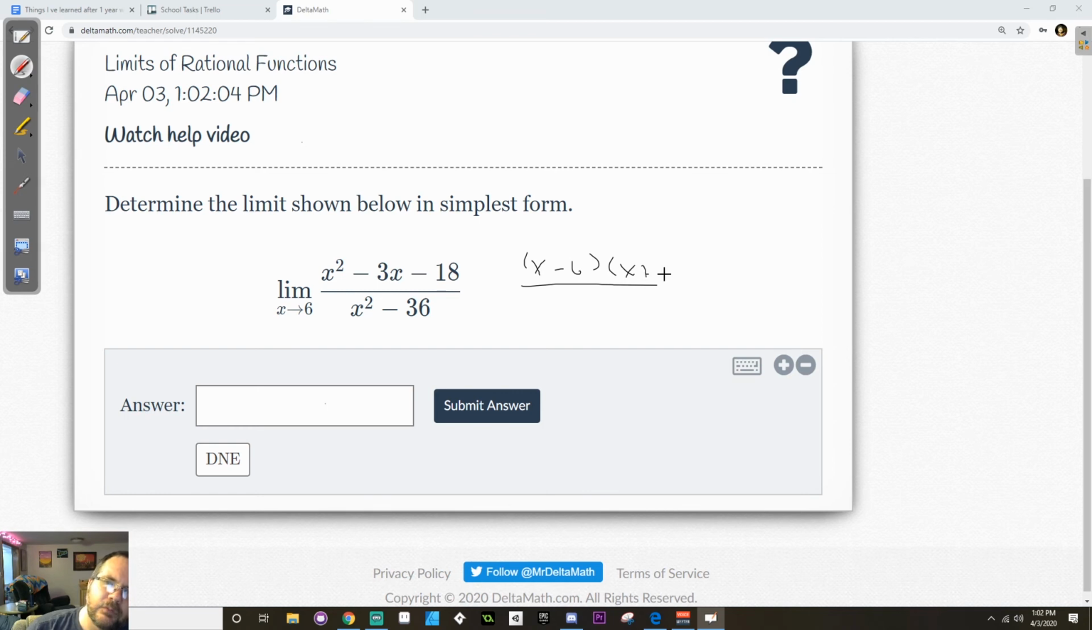You can't see her, but I'm looking around at my cat. She's very focused on what I'm doing right now.